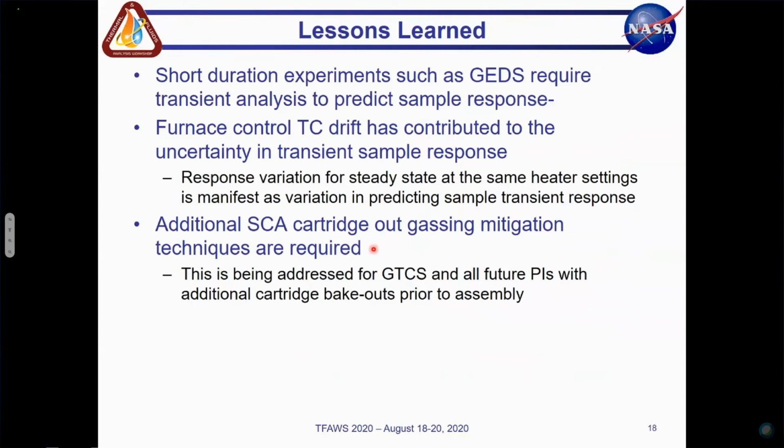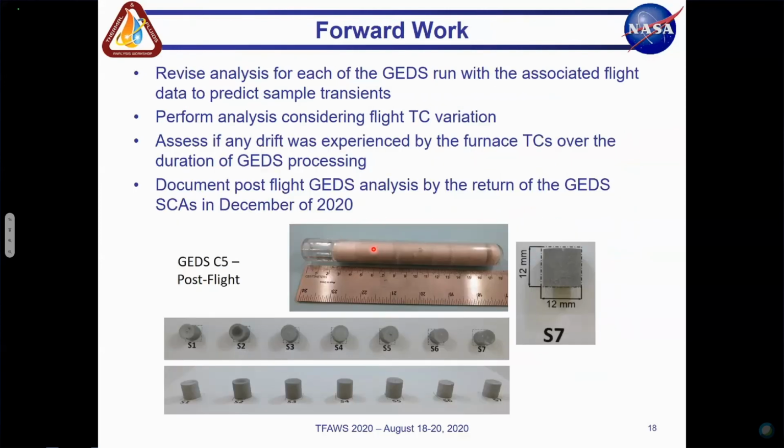Also, additional SACA cartridge outgassing mitigation techniques are required. And this goes back to the plot about the furnace pressure. As these cartridges heat up, they off-gas. And so we have addressed that for future PIs with additional cartridge bake counts prior to assembling.